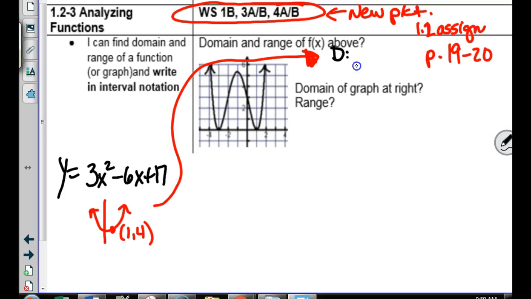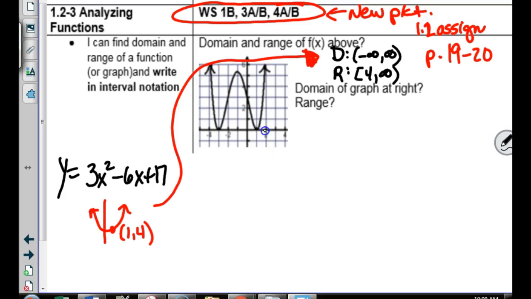Domain? It didn't have an x in the denominator. It didn't have a radical, so it's all real numbers. Range? Why is he saying 4 and not 1? Range is y value, right? Bottom to top. So it's 4 to infinity, and it is a square bracket because it actually hit that point.